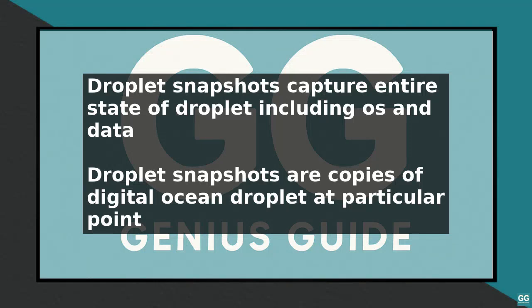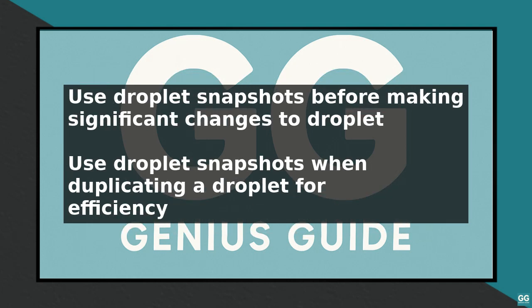When to use DigitalOcean Droplet Snapshots is a crucial aspect of managing your cloud infrastructure effectively. In this guide, we will walk you through the key concepts and best practices of using Droplet Snapshots. Firstly, it is essential to understand what a Droplet Snapshot is. A Droplet Snapshot is a copy of your DigitalOcean droplet at a particular point in time. It captures the entire state of your droplet, including the operating system, installed software, and data.